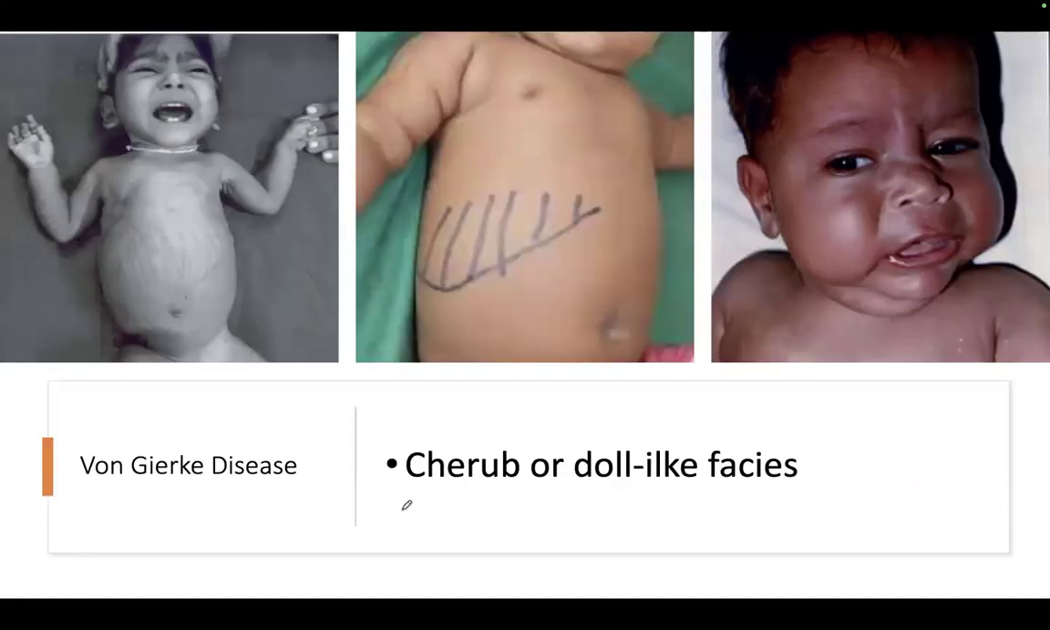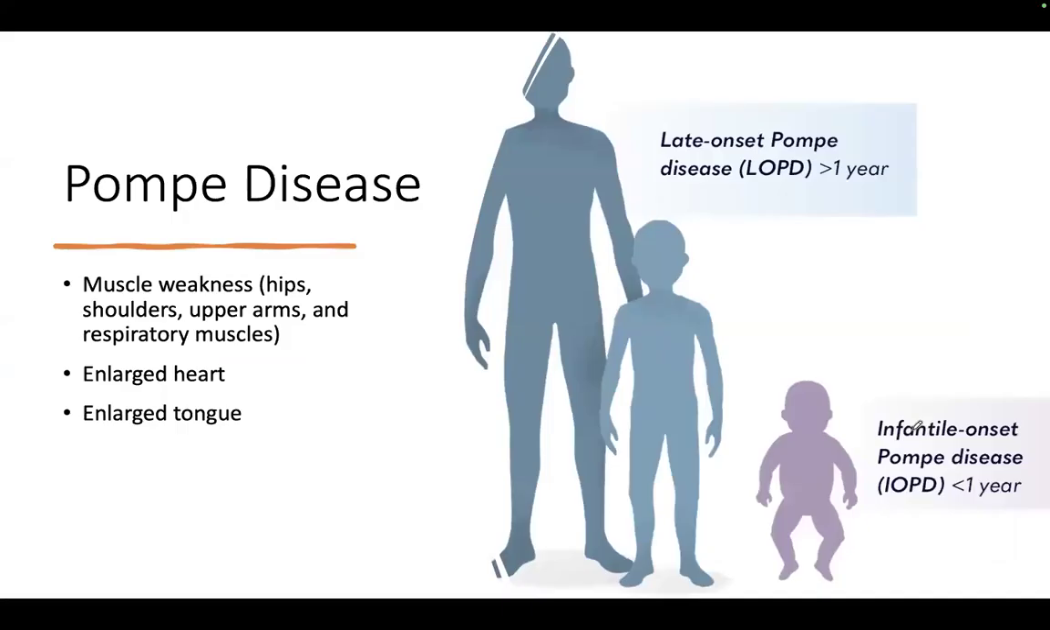Now, tip. Von Gierke's disease has what we call the cherub-like facies. The doll-like or cherub-like facies. Very prominent cheekbones and tissues in the cheek area. So please remember this. Then we have Pompe's disease.